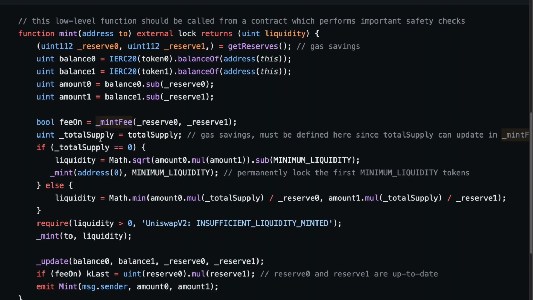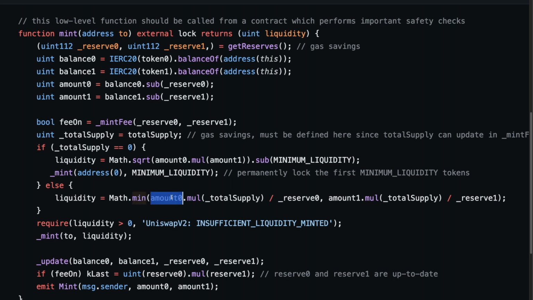And let's suppose the total supply, which is how many shares have been minted until now, which means whether the pool has liquidity or not, is not zero. Let's move into the next one. What this is going to be doing is calculating how much liquidity these amounts represent on the pool.